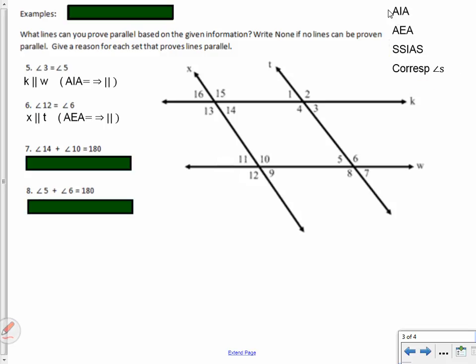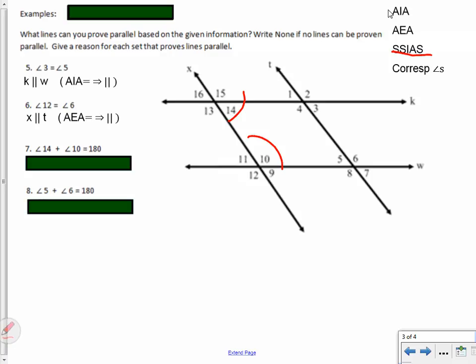Let's go on to 7. If 14 plus 10 equals 180. Okay, again, does that satisfy any of our relationships? Well, those would be same side interior angles. If you add them up and get 180, then those are going to be supplementary.